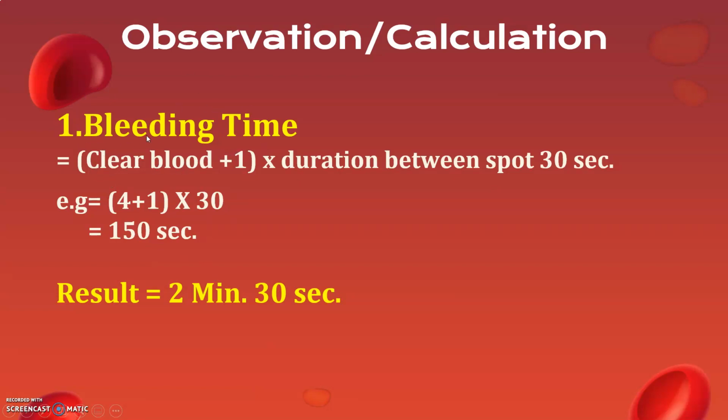This specific formula is for bleeding time. Bleeding time is equal to (clear drops plus 1) multiplied by the duration between the spots, that is 30 seconds. Generally there are 4 clear drops; I am taking an example only. So (4 plus 1) multiplied by 30 seconds. If you calculate this value, you get 150 seconds. You convert this value into minutes and write the result: my bleeding time is 2 minutes 30 seconds.